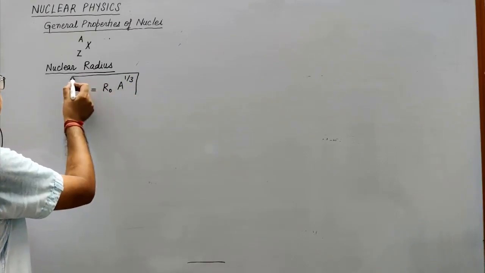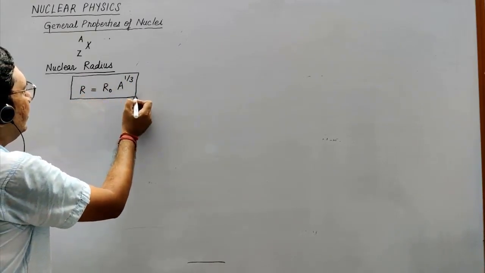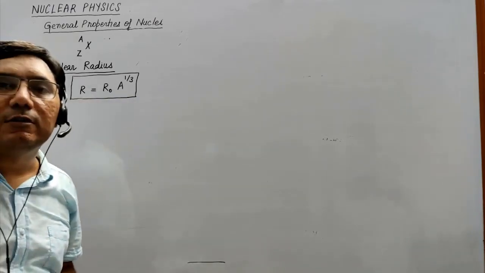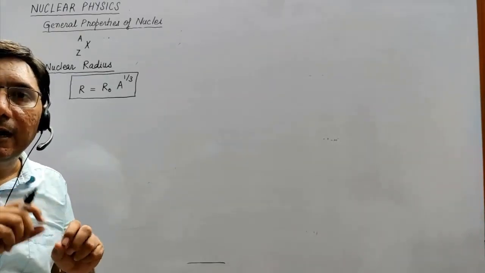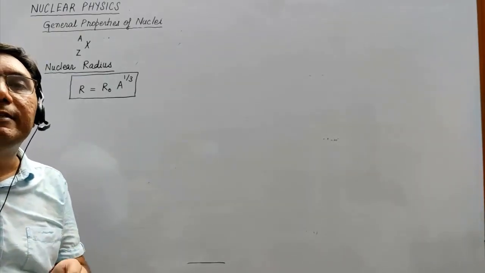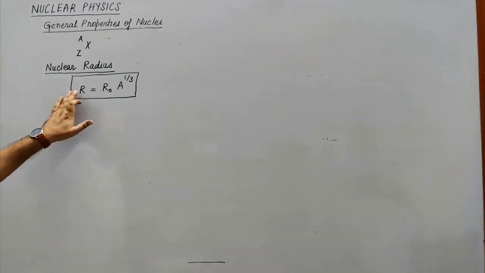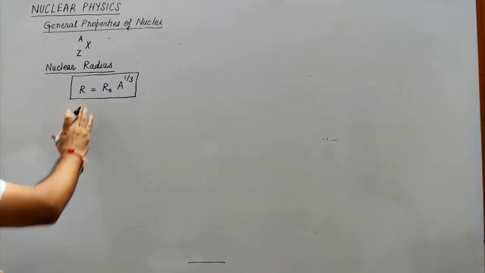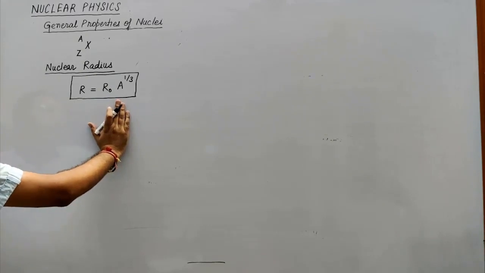This formula was found with the help of various experiments. They performed many experiments and measured the radii of different nuclei. After fitting that experimental data, they found the radius comes out to be proportional to A to the power 1 by 3. So this is a simple expression of the radius you can use to solve numericals.